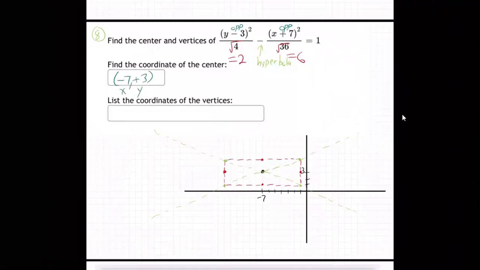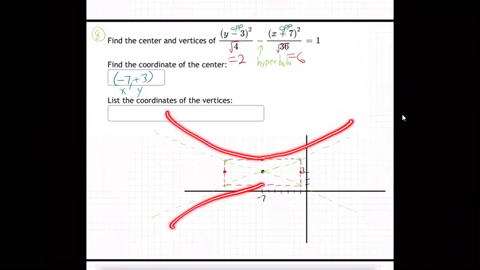Now, there's 2 ways these branches can go. They can go up here, top and bottom, or the branches could be right and left. It's not both. It's one of those: either top and bottom, or right and left.